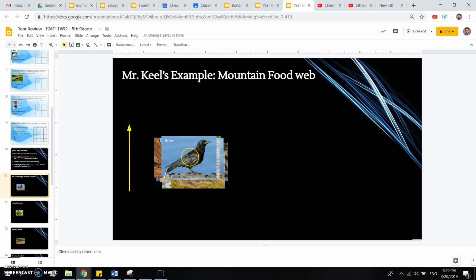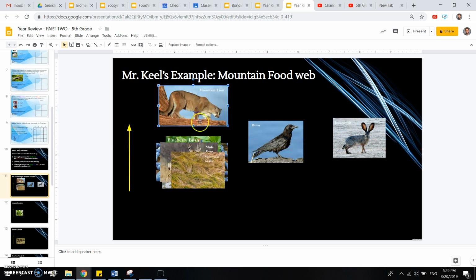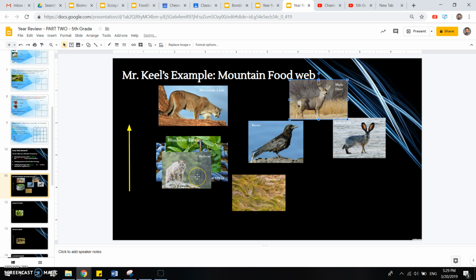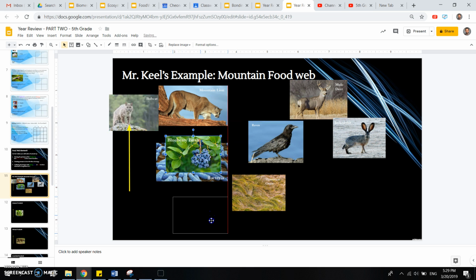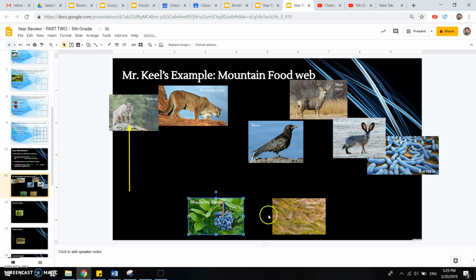So let me give you an example. This is a mountain food web. Let me see who I got. Raven, jackrabbit, mountain lion, mountain grass, mule deer. I'm really looking for my producers here because that's what I'm going to start with. Bobcat, blueberry bush, and bacteria. Okay, so mountain grass and blueberry bush. These are my two producers.